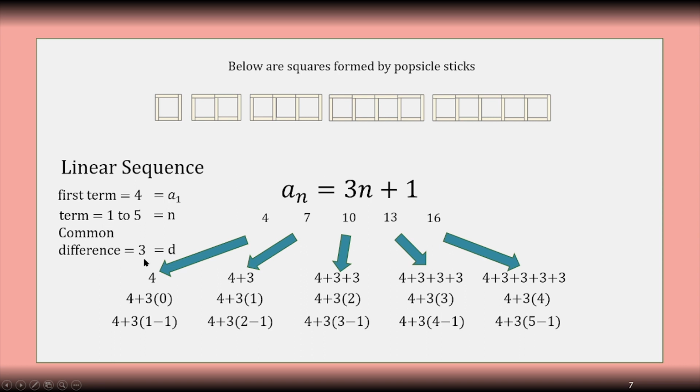Now, let's proceed to finding the nth term. So, a sub n is equals to, again, let us focus here: 4 is equivalent to a sub 1, plus the value of 3, which is the common difference d, times the quantity in parentheses, n minus 1. So, in another way, it can be written like this: a sub n is equals to a sub 1 plus the quantity n minus 1 times the common difference.